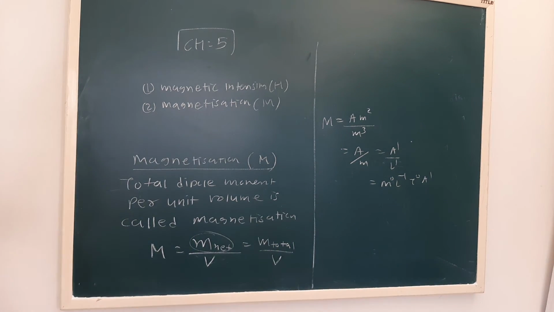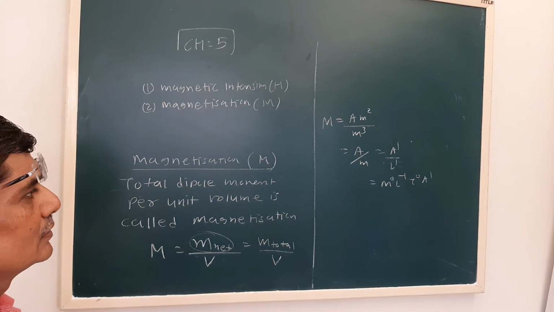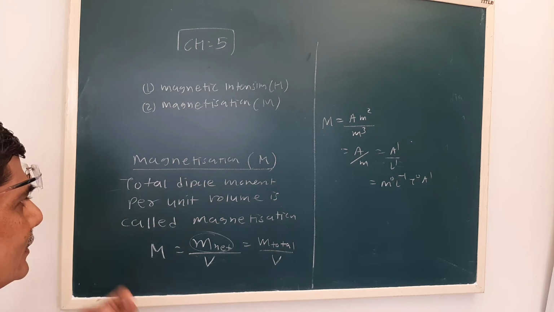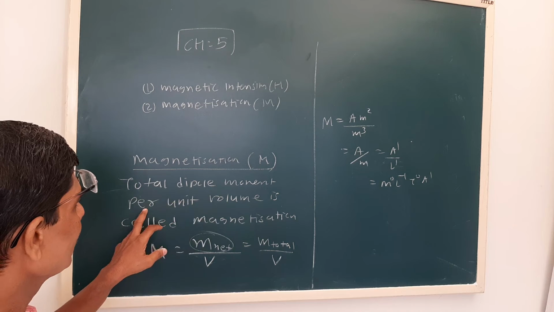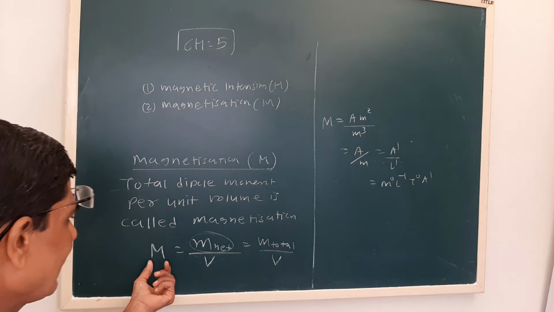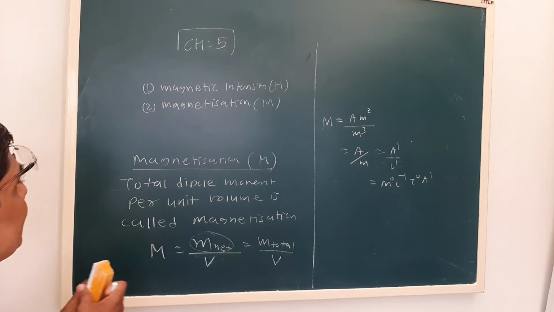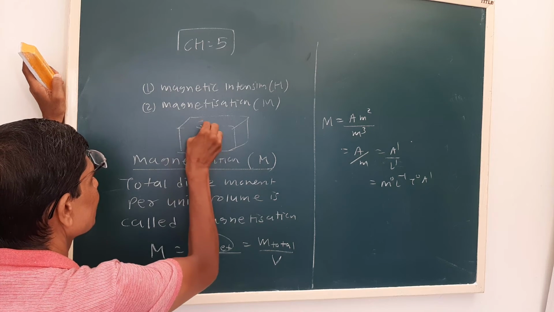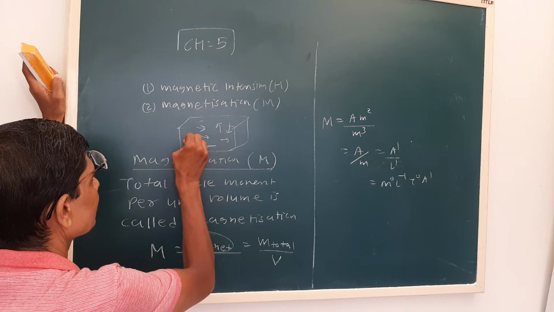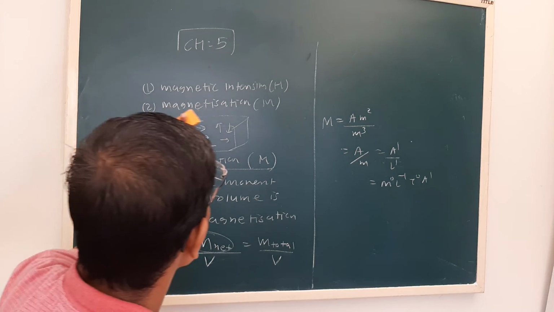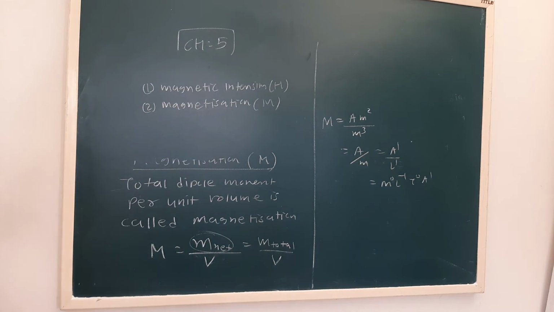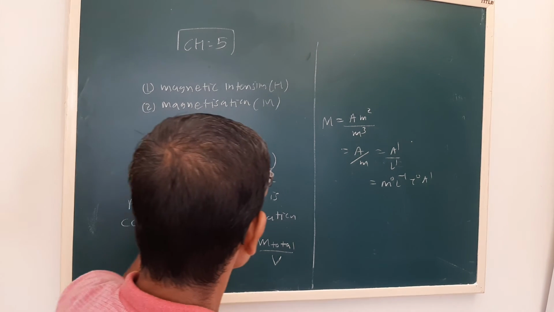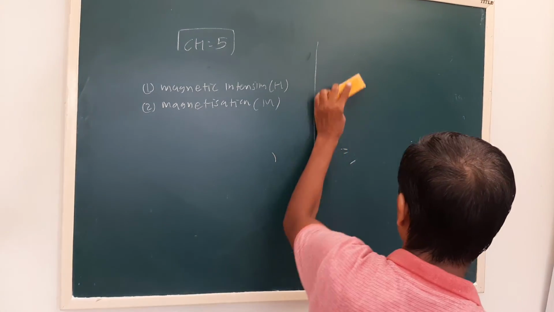As I told earlier, whenever we come across any new quantity, we have to see its unit and dimension. Magnetization M is the total dipole moment per unit volume, capital M is M net or total. A specimen possesses some dipole moment, and this dipole moment per unit volume is called magnetization. Next we have to talk of magnetic intensity.